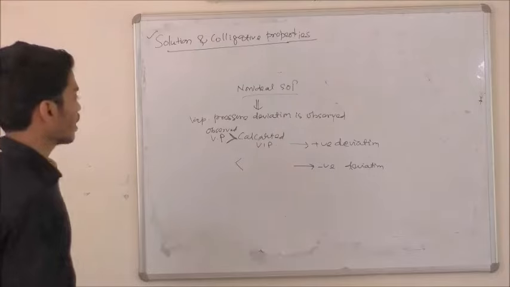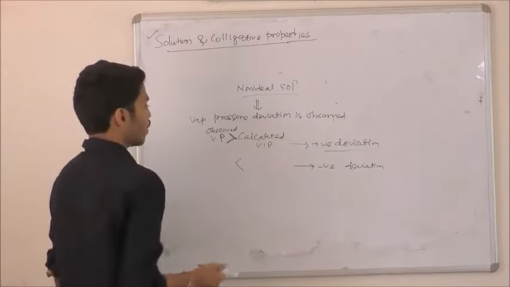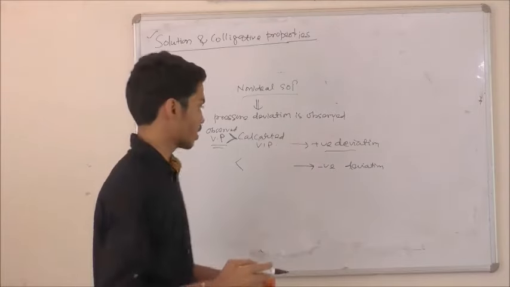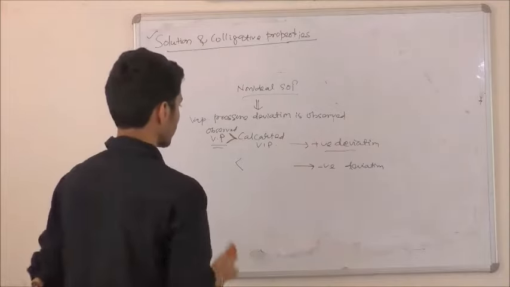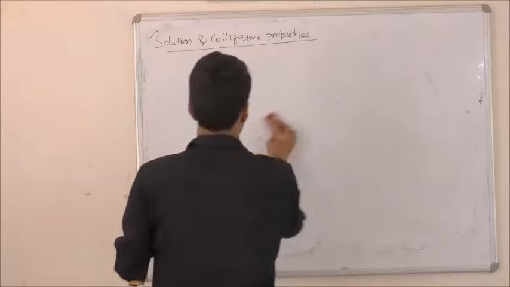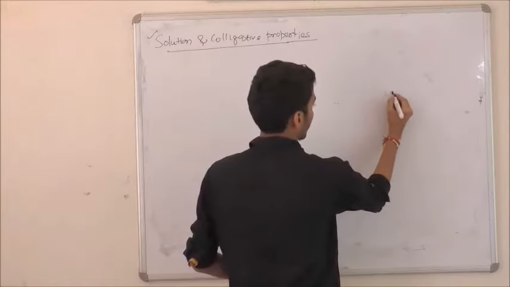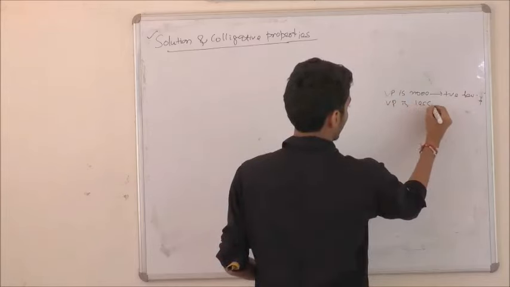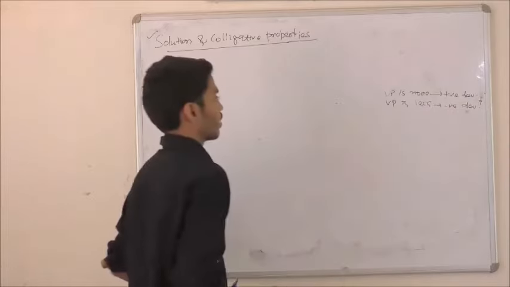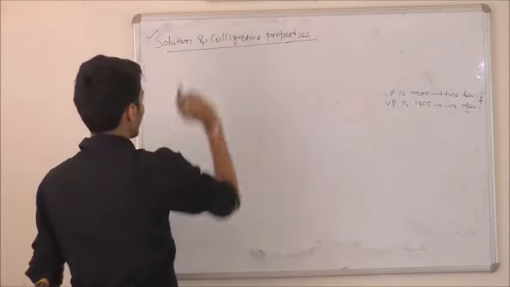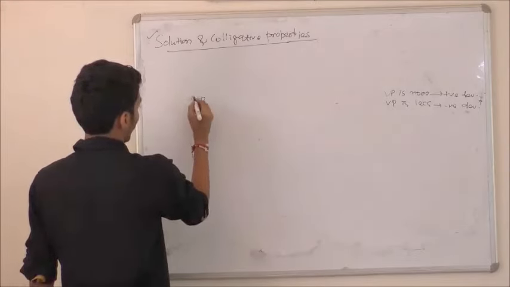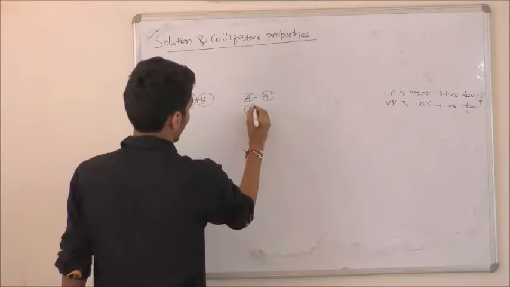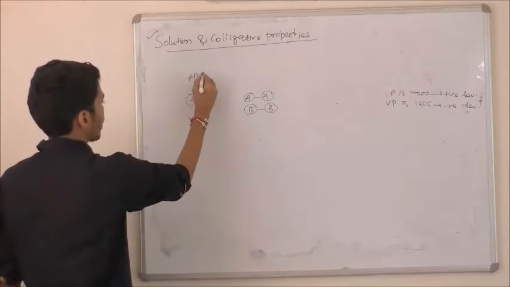Okay, now let's understand what positive deviation is and how it is created. We said that in positive deviation the observed vapor pressure will be more. So how can vapor pressure be more than the expected vapor pressure? Let's discuss it. If vapor pressure is more, it is positive deviation; if less, negative deviation. So when vapor pressure will be more, you see this is AB type interaction, and this is AA type interaction or BB type interaction. So see here, this is AB type interaction.